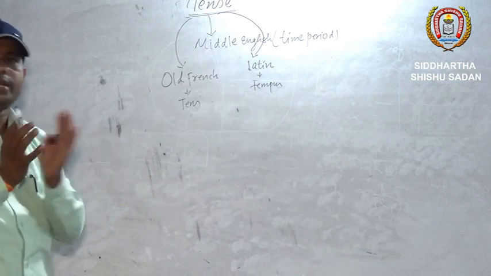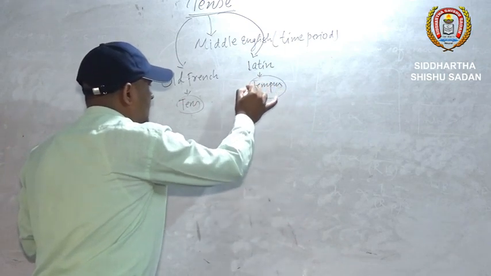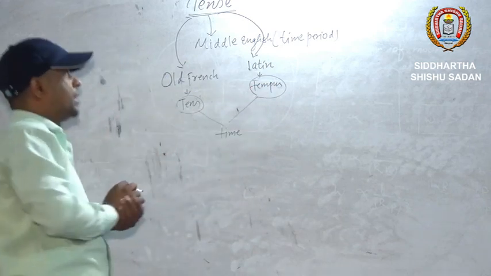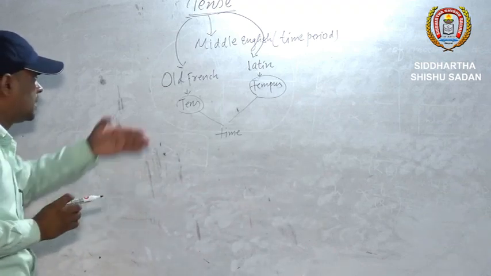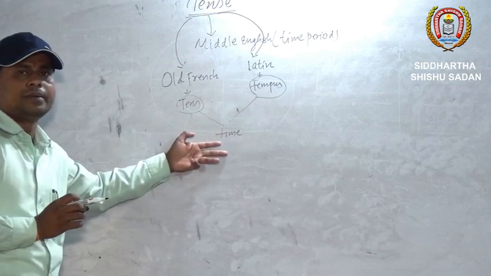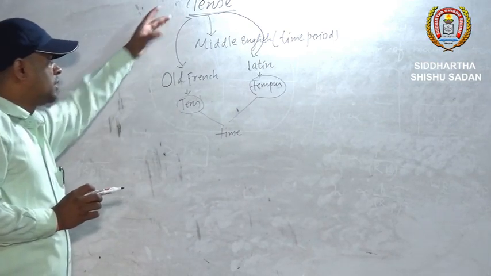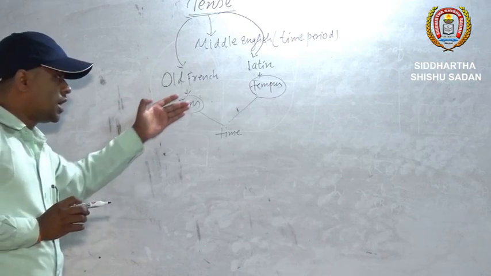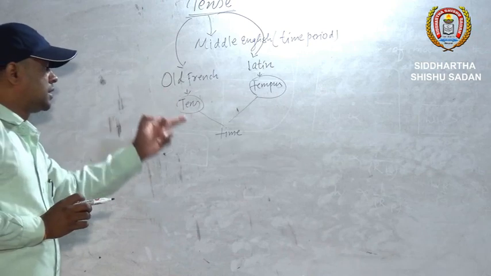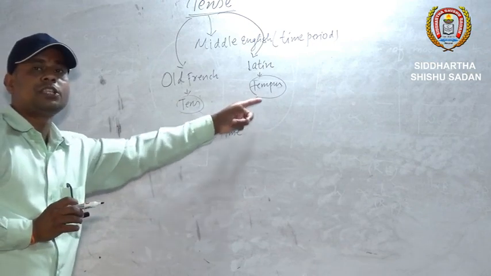Yes. Dear students, the meaning of tense and the meaning of tempus used to be time. The meaning of tense was time, whereas the meaning of the Latin word tempus was also time. Although the word tense came from the Old French word tense and the Latin word tempus, we can say that tense came from the word time too, because tense is equivalent to time. Tempus is equivalent to time.